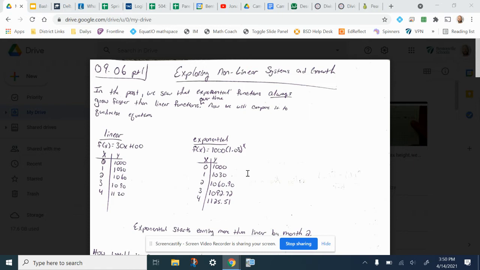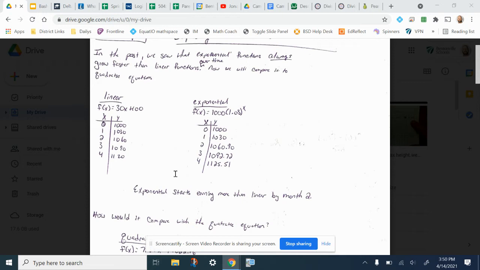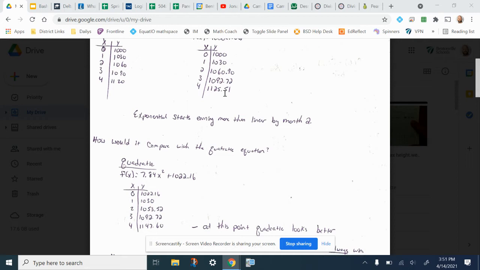So in the past, we saw that exponential functions always grow faster than linear, okay? Here's a simple little example. These functions are just pulled randomly. Okay, this is always going to be the case. So you can see in the tables that are given, right, the exponential function has just a little bit more growth, right, over a period of time from 0 to 4, whatever units these happen to be. Okay, but it is more nonetheless than the linear.